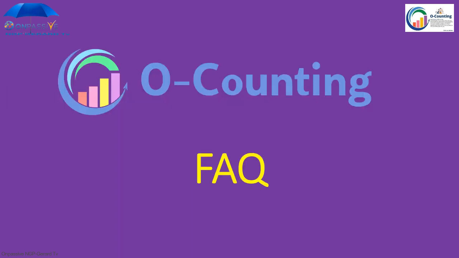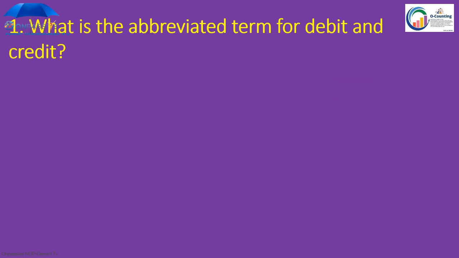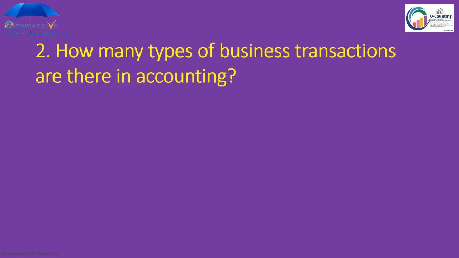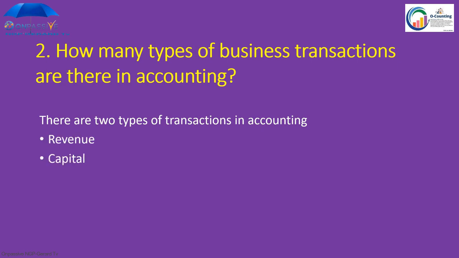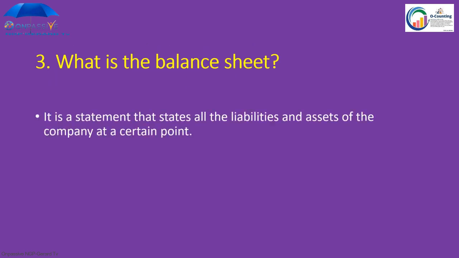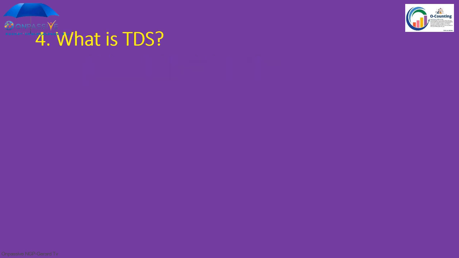These are some of the frequently asked questions with regards to accounting. What is the abbreviated term for debit and credit? The debit abbreviation is DR. Credit abbreviation is CR. How many types of business transactions are there in accounting? There are two types of transactions in accounting, revenue and capital. What is the balance sheet? It is a statement that states all the liabilities and assets of the company at a certain point.